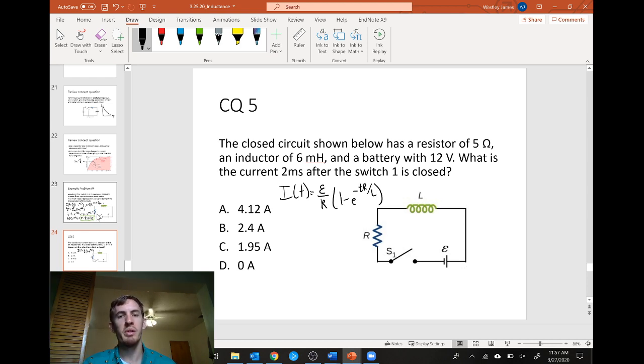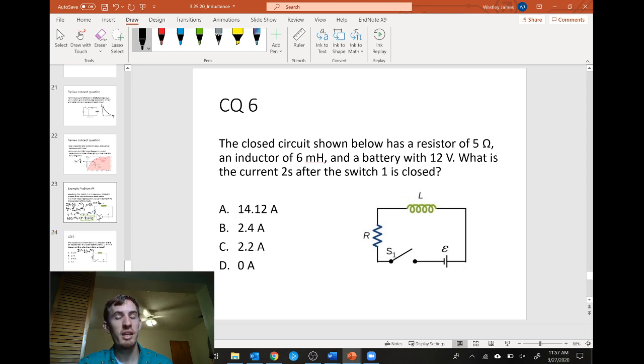What is the current 2 milliseconds after the switch is closed? This is just plug and chug. I gave you R, I gave you L, I gave you time, I gave you the voltage on the battery. It's 12 volts. Plug and chug, find the value.